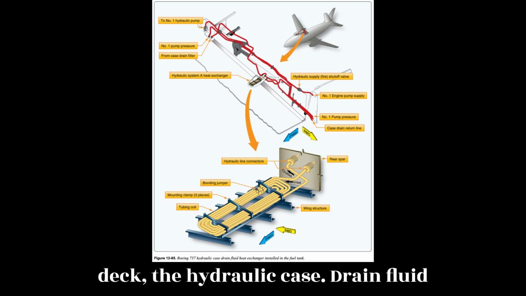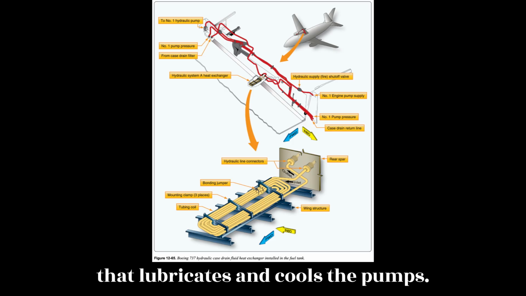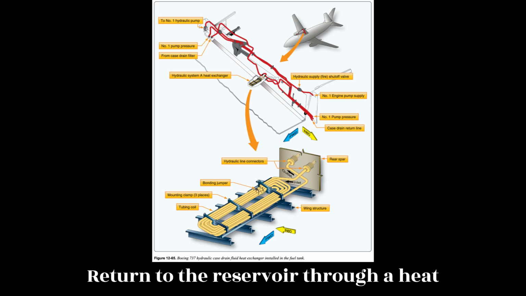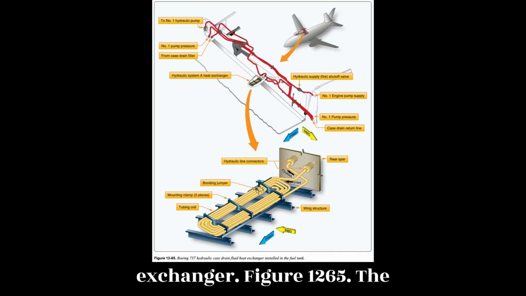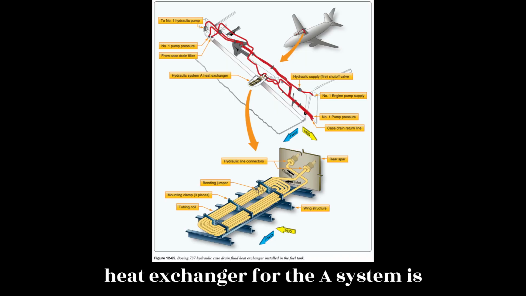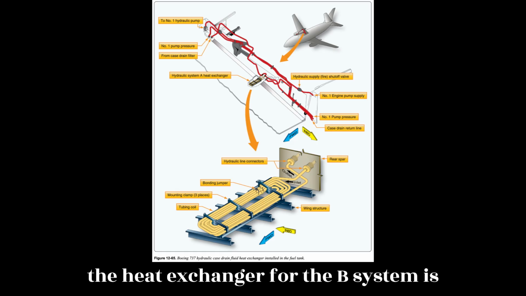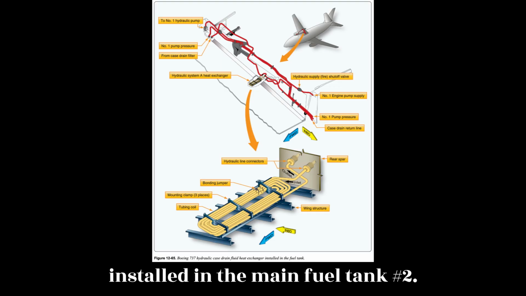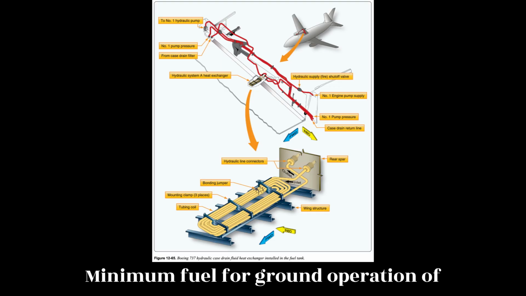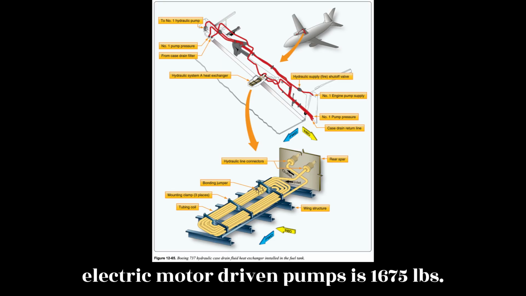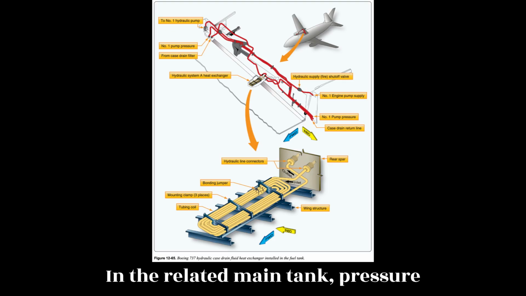The hydraulic case drain fluid that lubricates and cools the pumps returns to the reservoir through a heat exchanger. Figure 12-65. The heat exchanger for the A system is installed in the main fuel tank number 1, and the heat exchanger for the B system is installed in the main fuel tank number 2. Minimum fuel for ground operation of electric motor-driven pumps is 1,675 pounds in the related main tank.